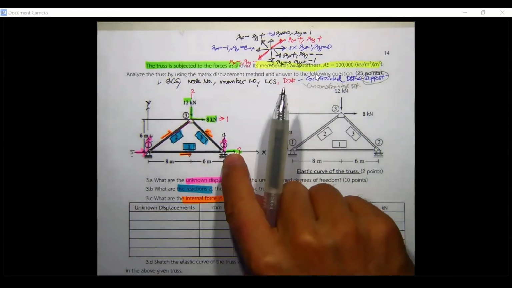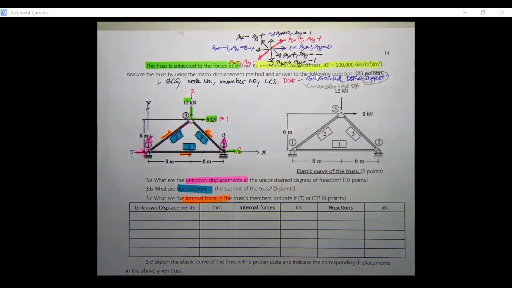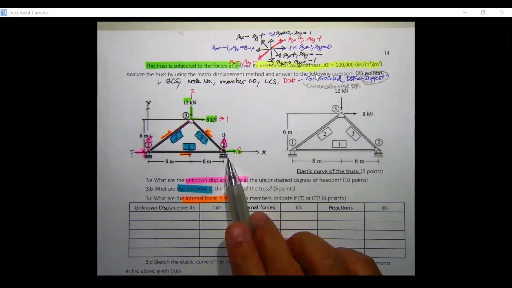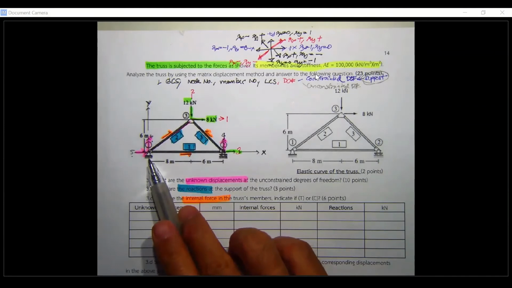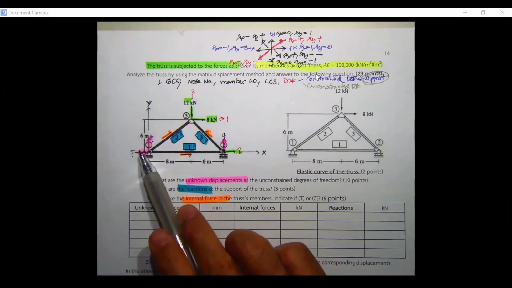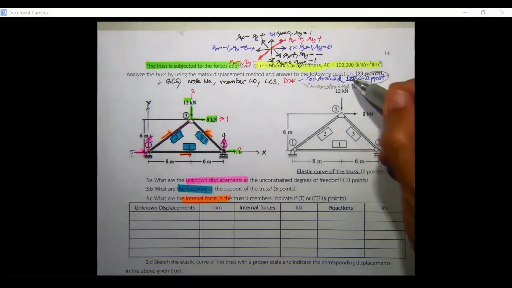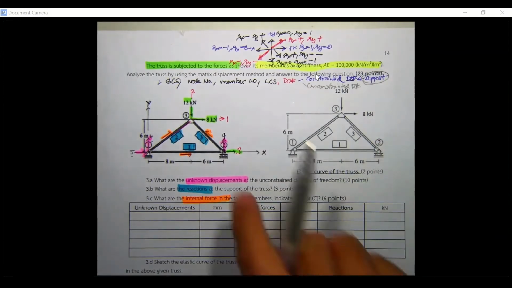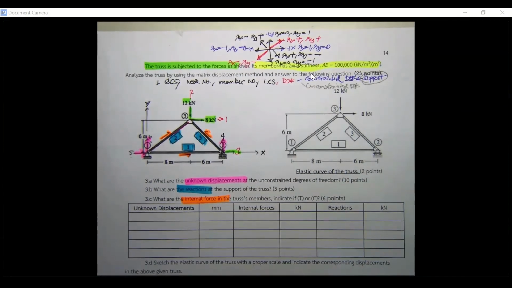So when you consider the structure and you see it has the roller here, you must be very careful with the roller. For the pin, it's going to be easy, because both degrees of freedom are constrained, but for this one it's only 1. It's going to be in a good direction.